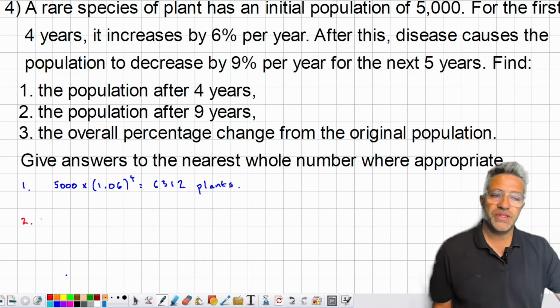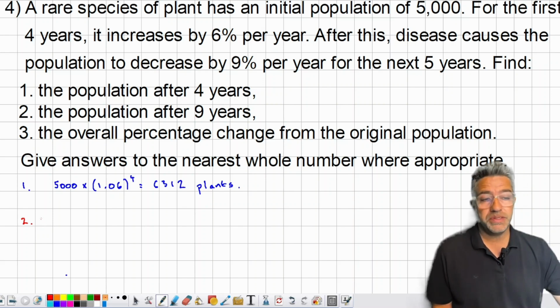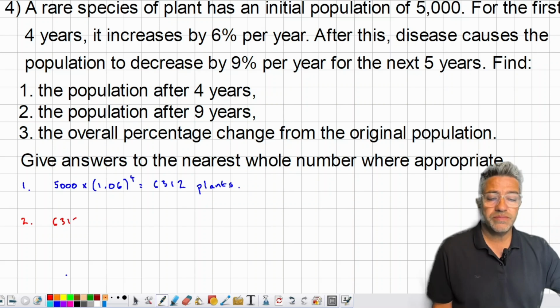Question 2, and I'll just do this in a different colour. After this, disease causes the population to decrease by 9% per year for the next 5 years. What's the population after 9 years? Well, this time our starting value is 6,312. If we're losing 9%, we have 91% left. So our multiplier will be 0.91. And that's for the next 5 years.